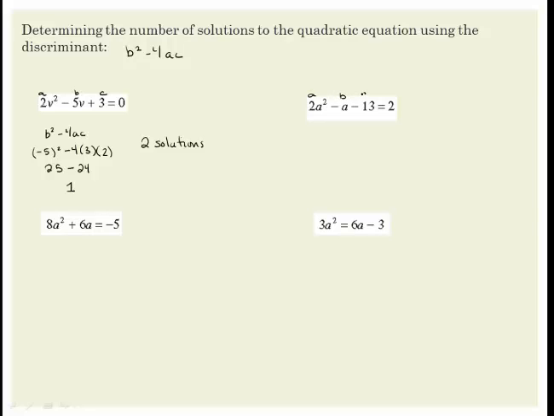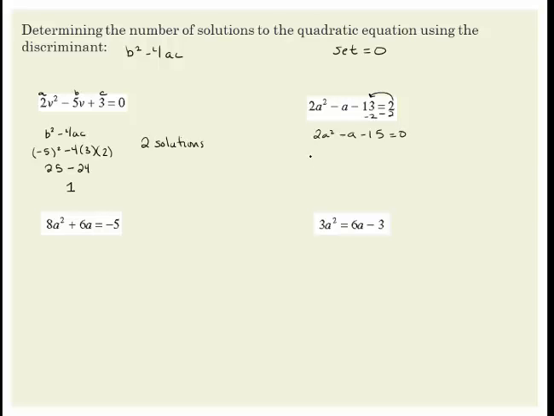A, B, and C, there's no number here, so remember that's an invisible 1. So I have b squared, so negative 1 squared, minus 4 times A times C. Oh, I just noticed something. I made a mistake. Hold on one second. I wasn't paying careful enough attention. We have to have our equation set equal to 0 always. So I'm going to move this 2 over and subtract it from both sides. And I'll have 2a squared minus a minus 15 equals 0.